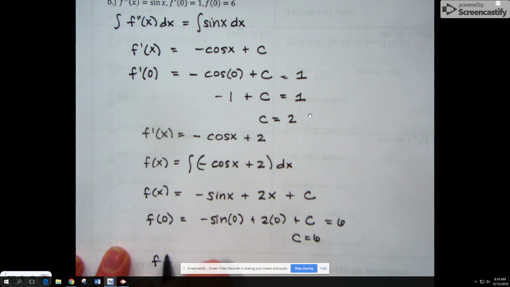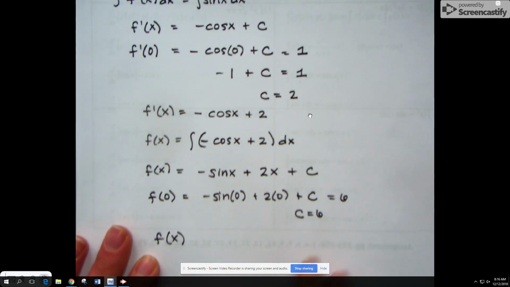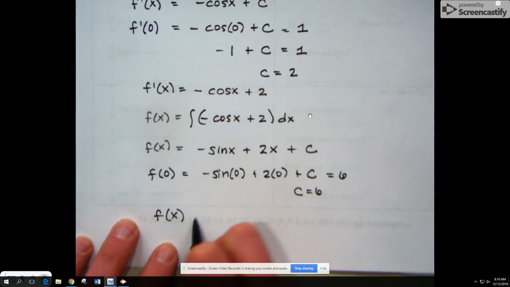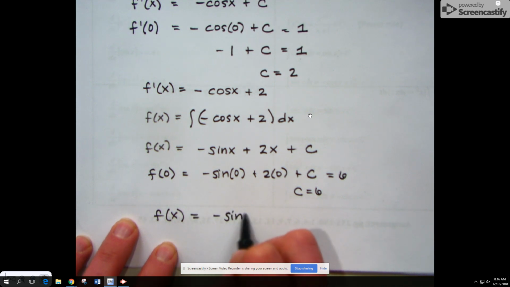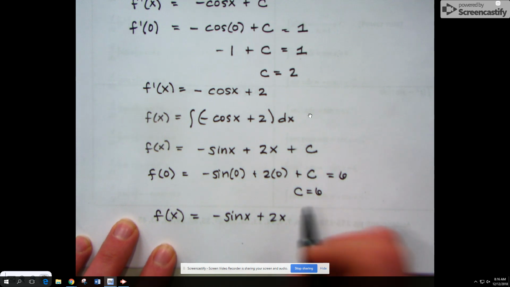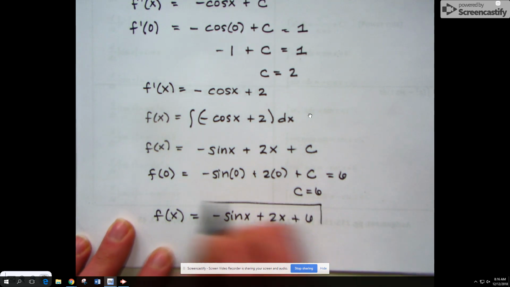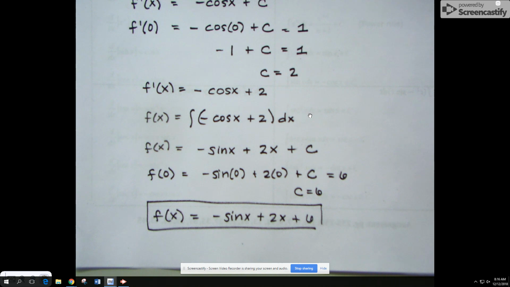So my solution overall, f of x, way at the bottom, f of x is equal to negative sine x plus 2x. That was my antiderivative. And instead of writing plus c, I'll use plus 6. I'll pause here. We're going to switch gears and talk about position, velocity, and acceleration next.